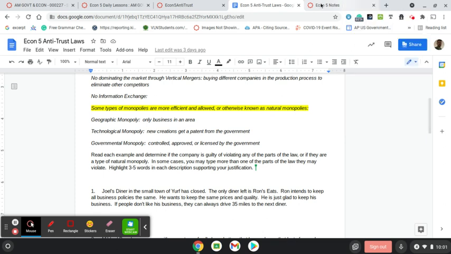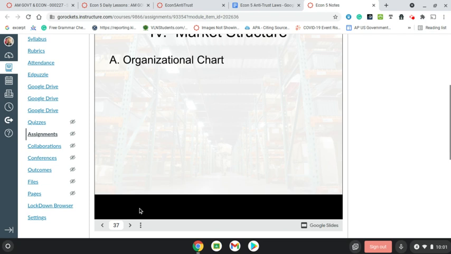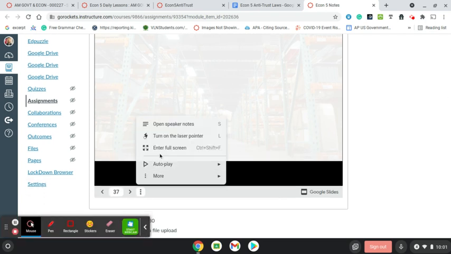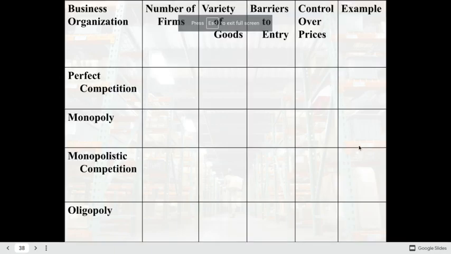So the notes for today will be about market structure. And market structure takes four variables into consideration. And there are four different types of market structure that exist. So the variables that it takes into consideration are number of firms, the variety of goods, barriers to entry, and control over prices.